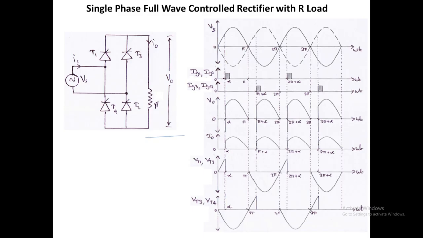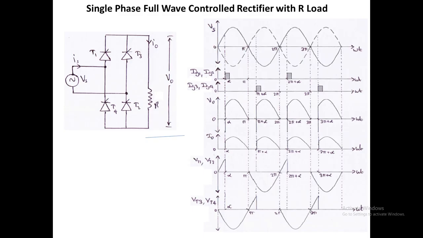For the positive half cycle T1 and T2 will be forward biased and will start conduction after the input gate pulses are given. The gate pulses are applied at a delay angle or firing angle alpha. From alpha it will start conduction and it will conduct up to the end of the positive half cycle, that is pi. In normal uncontrolled rectifiers, when we use diodes, for the positive half cycle it will conduct for 0 to pi, and here it is conducting for alpha to pi.